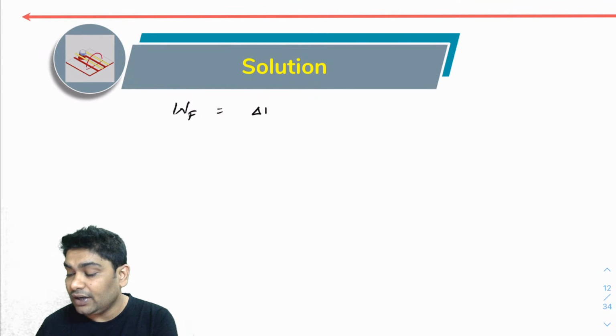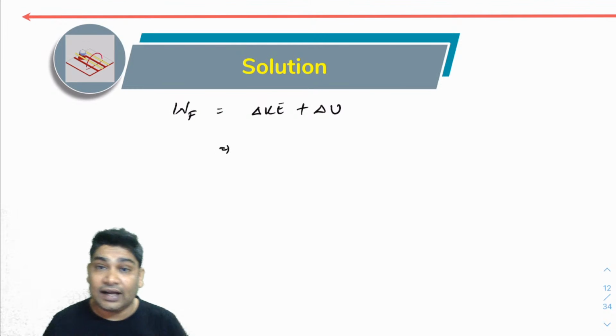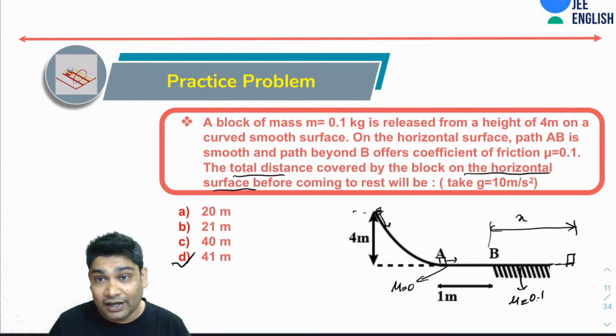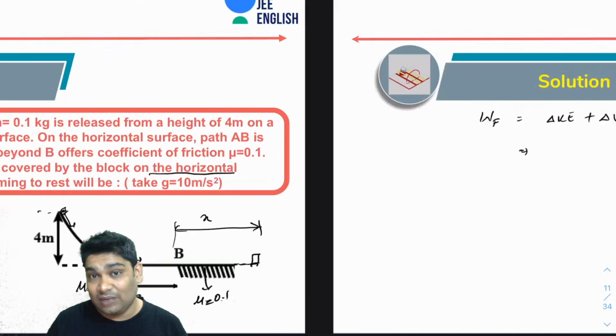should be equal to delta K plus delta U. Now obviously delta K would be 0 because it starts from rest and ends at rest. How about delta U? Initially it had a potential energy of mgh. Finally it has a potential energy of 0.